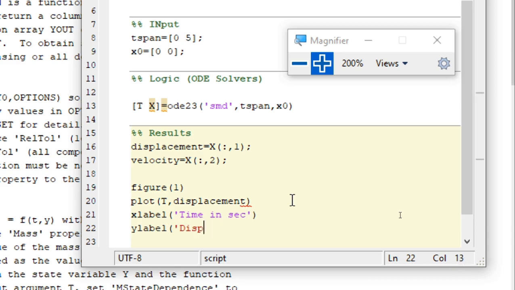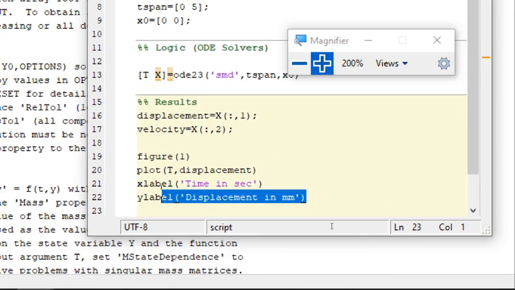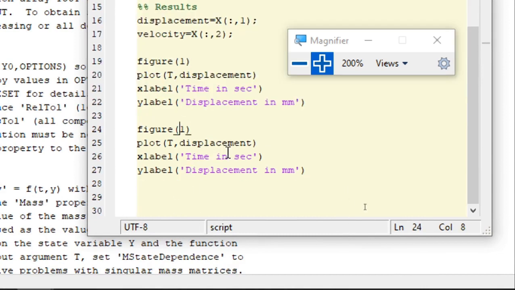displacement in mm, because the k, m and c values we provided are in SI units. That's why we can say it is in mm. If you are given some other units, you need to change it here. In the same way I can do it for velocity also, for another figure, the second figure. Here, instead of displacement, I'll write velocity, in mm per second.